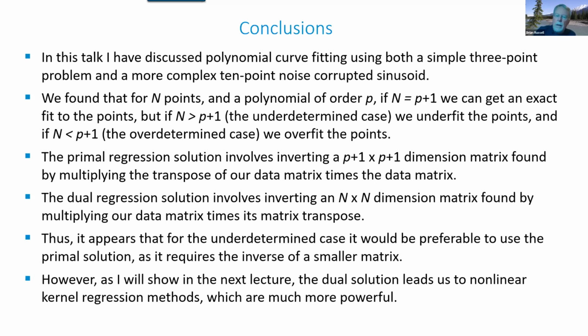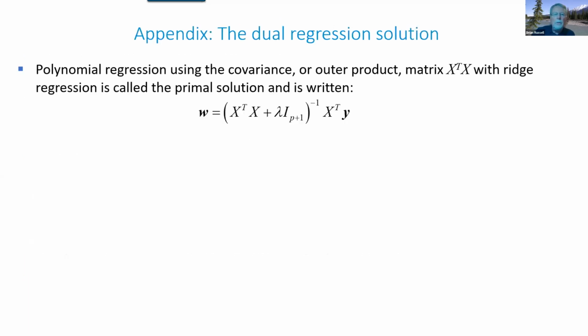However, what I'm going to show you in the next lecture is that the dual solution is fantastic in that it leads us to nonlinear kernel regression methods, which are much more powerful. And we use what's called the kernel trick. So what I'm going to show you first is how to come up with a nonlinear polynomial kernel. And then what you can do is swap out that kernel with Gaussian kernels, hyperbolic tangent kernels, logistic function kernels, and get all kinds of wonderful fits that are much better fits to your data. Okay, so that's for after Christmas.